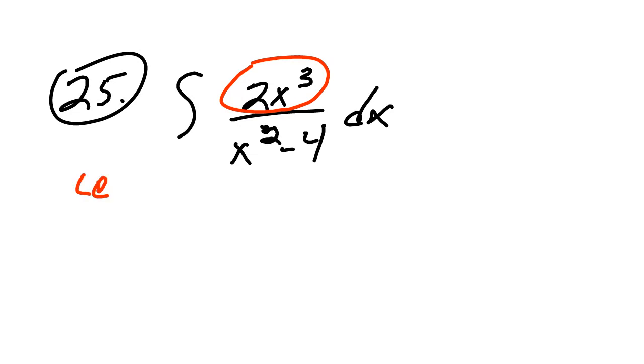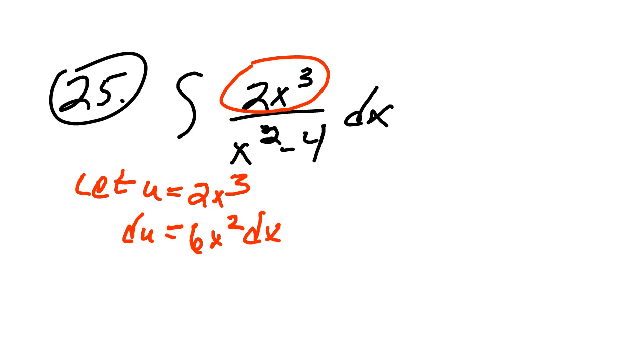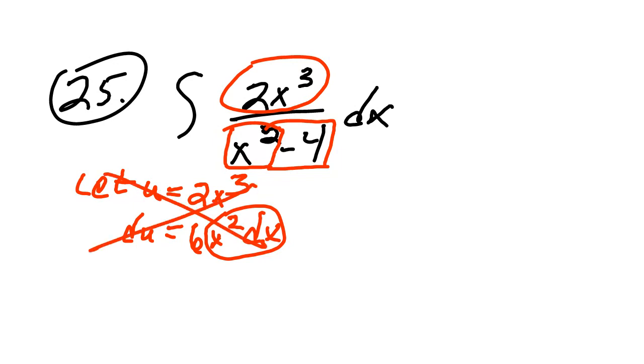If I let u equal 2x cubed, let's try this. What's du equal? Du would equal 6x squared dx. But we have to be a little bit careful. This is an x squared dx, but what do I have on the bottom? Not only is the x squared on the bottom, it has a minus 4 there. So this doesn't really work very well. Let's try this a different way.